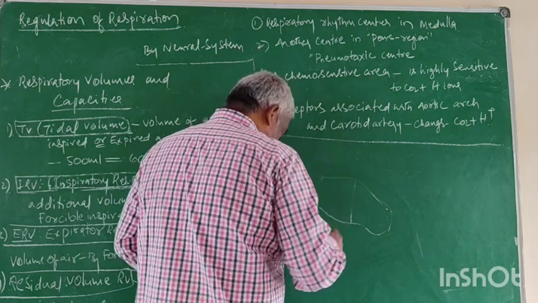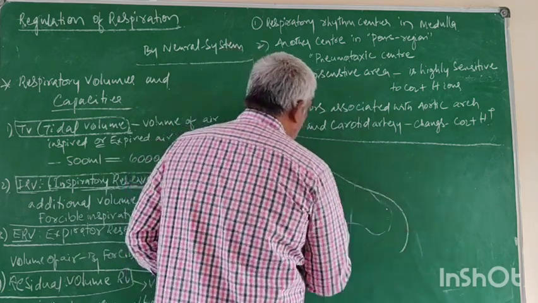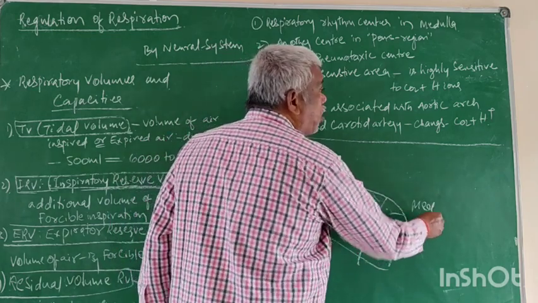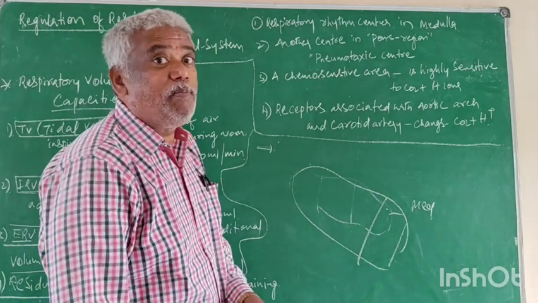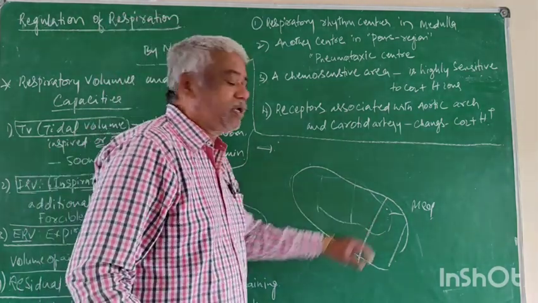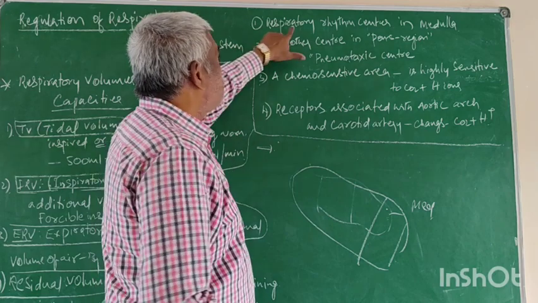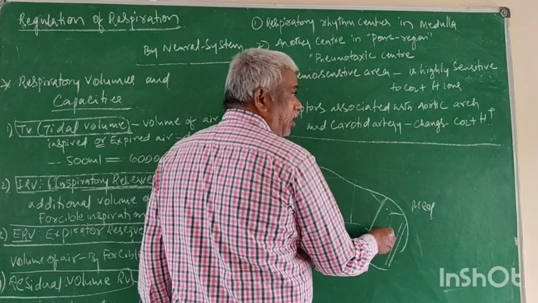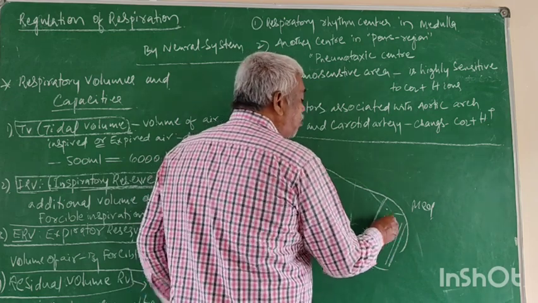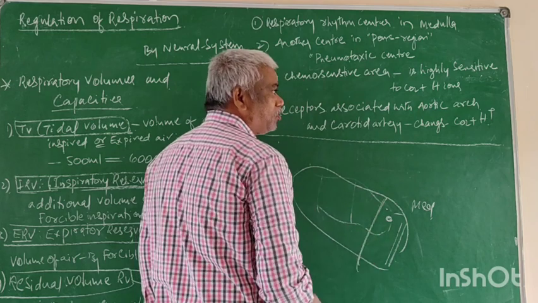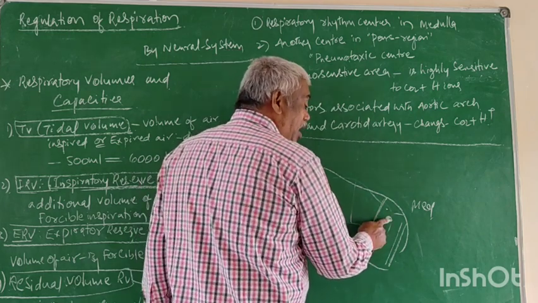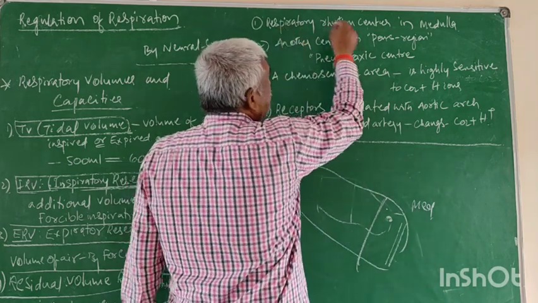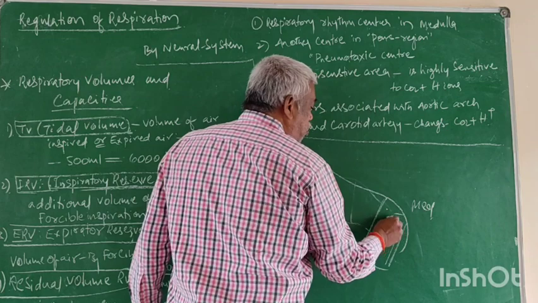Now it is the brain. Among this brain, this is the medulla oblongata. The medulla oblongata is one part of the brain. Respiratory rhythm center: what is it? It is in the medulla oblongata. In this medulla oblongata, there is some point, some center. It is not the total medulla oblongata, but a respiratory rhythm center within it. Now it is a point.